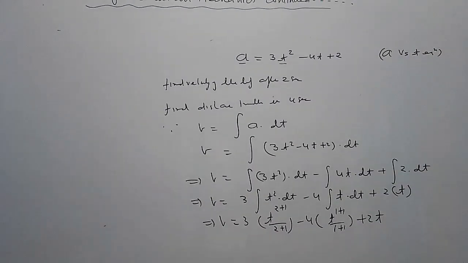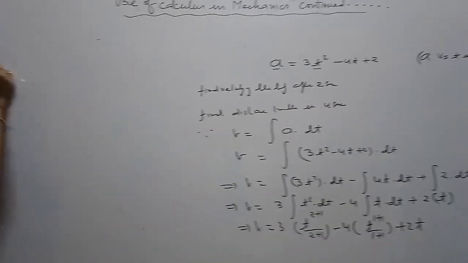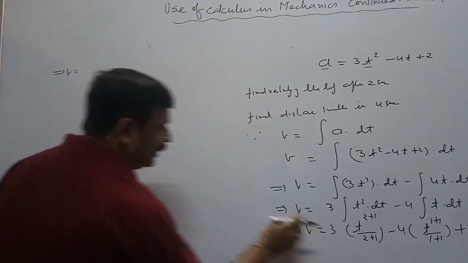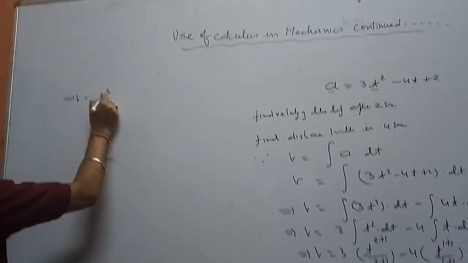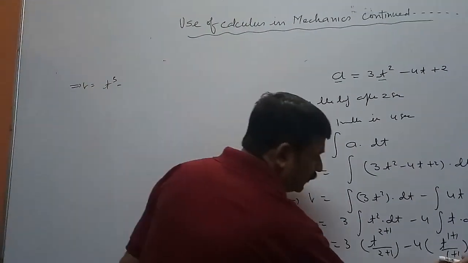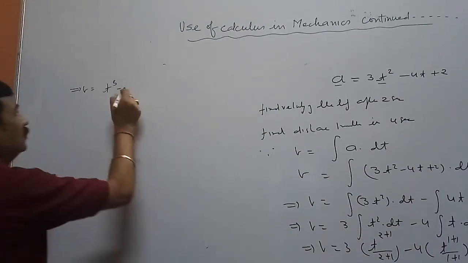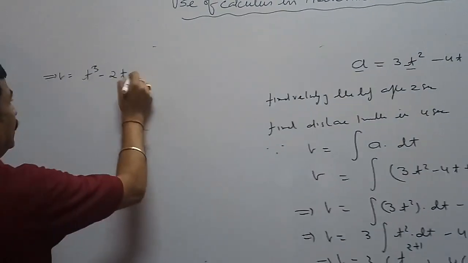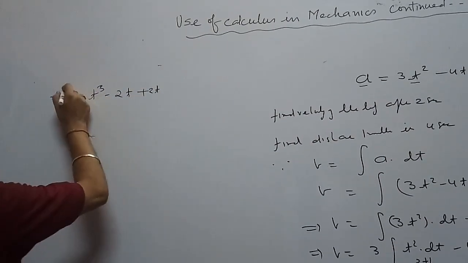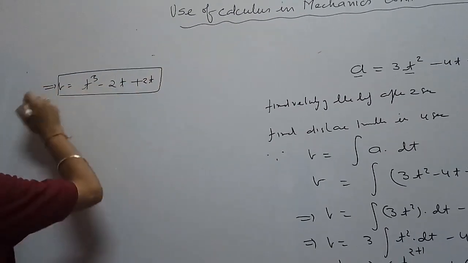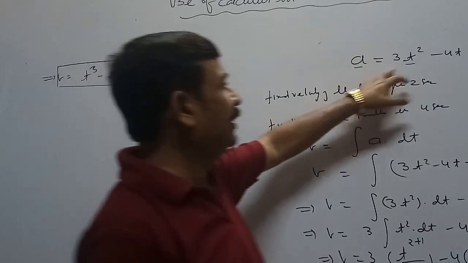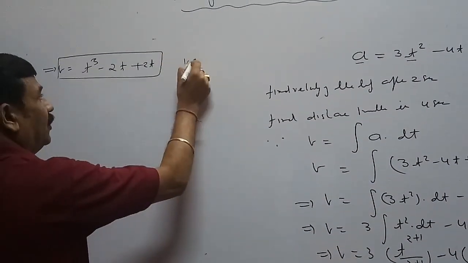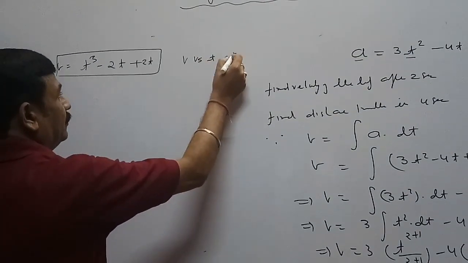That is, v is equal to 2 plus 1, 3, and 3 will cancel out. You will get t cube minus 1 plus 1, 2, 4 divided by 2 will be 2, 2 t square, plus 2t. This is called the velocity-time equation. They have given us the acceleration versus time equation. By integrating, we have got the velocity versus time equation.